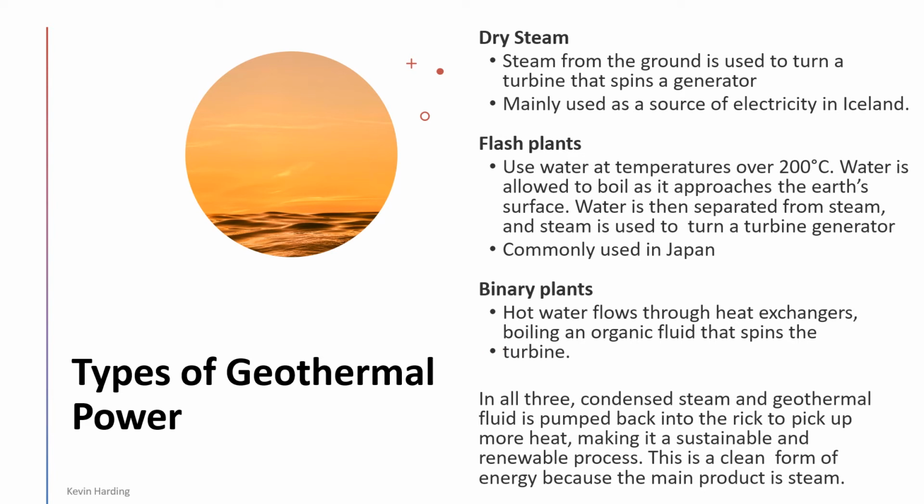The third one is hot water, so a binary plant where hot water flows through heat exchangers, which can then boil a secondary fluid. So we remember water boils at 100 degrees Celsius. However, if we have water that isn't quite at 100 degrees Celsius, we can't boil water. So we need steam to turn the turbines in our generators. If the water is not at 100 degrees Celsius, we can still use it to heat up something else that has a lower boiling point. So something with a boiling point around 40, 50 degrees Celsius. If our water is 70 degrees Celsius, we can still vaporize that other fluid, and that other fluid can then spin the turbine.